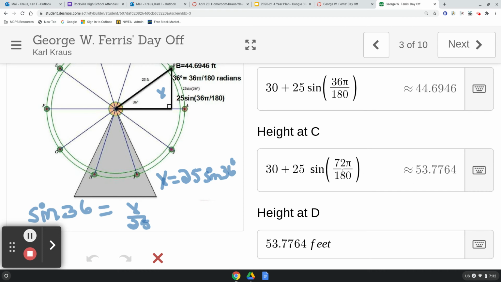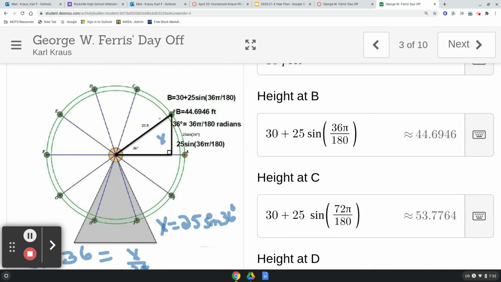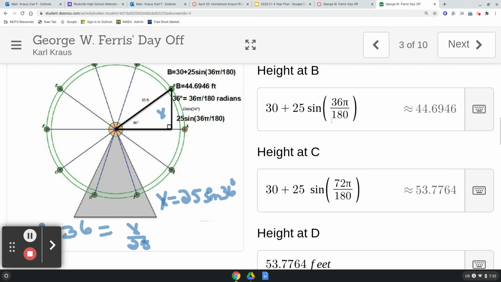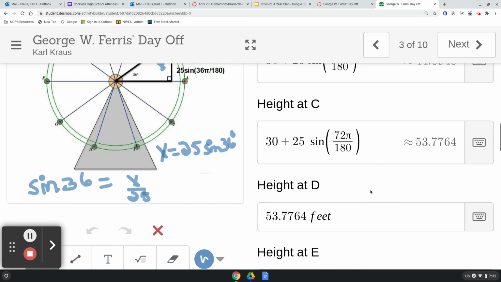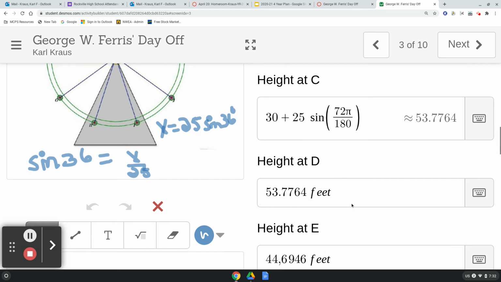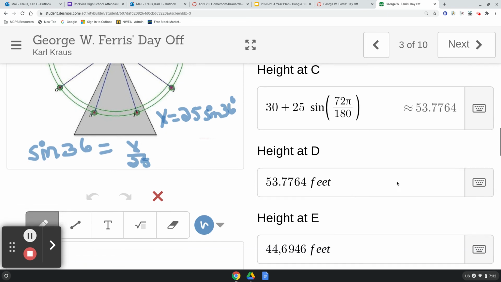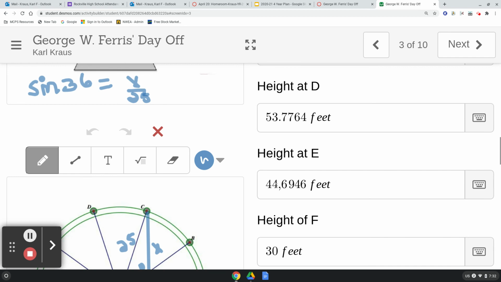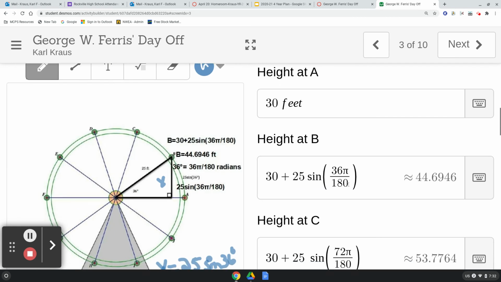And then if you look at the wheel, C and D have the same height, and B and E. So once we find B and C, we can find D, same as C, and E is the same. This should be a decimal point here, not a comma. E is the same as B.